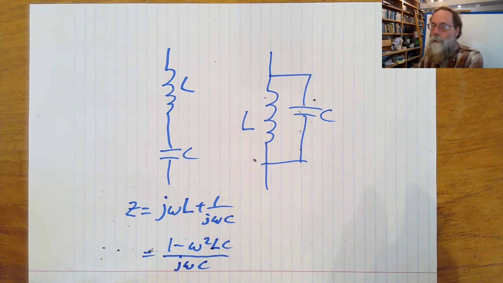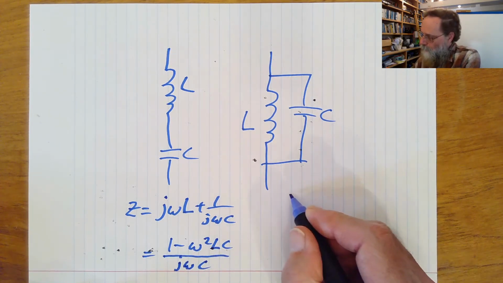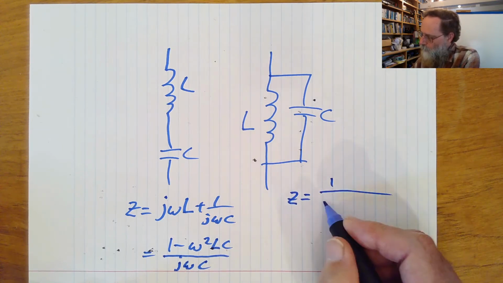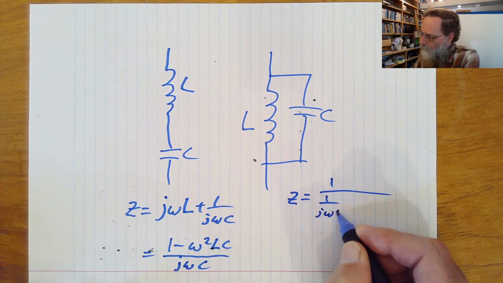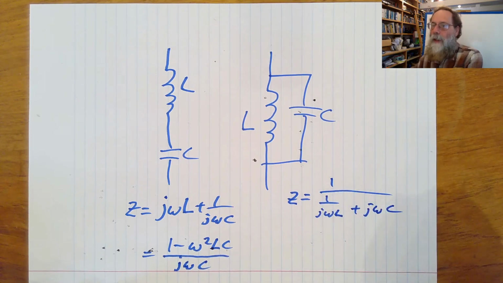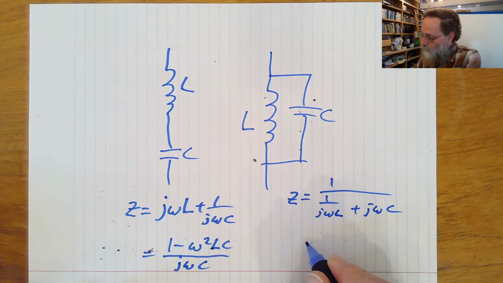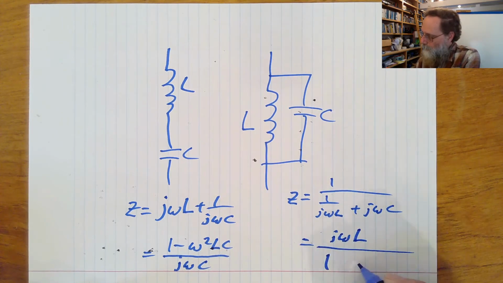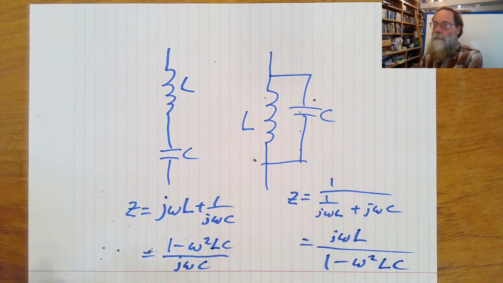Over here, when we've got them in parallel, we're going to get z equals 1 over j omega L plus j omega C. And here we can clean things up by multiplying top and bottom by j omega L, and we'll get this is equal to j omega L divided by 1 minus omega squared LC.